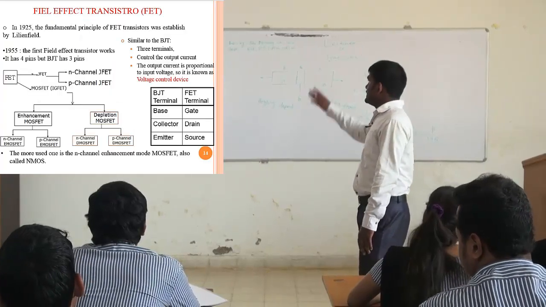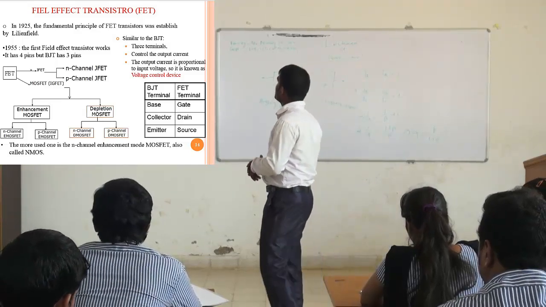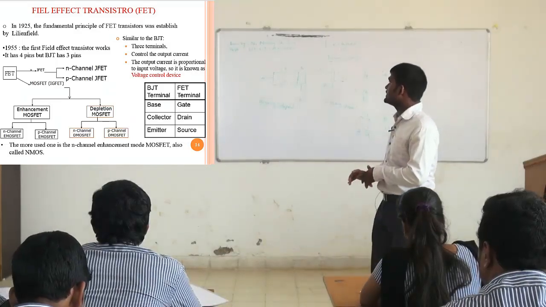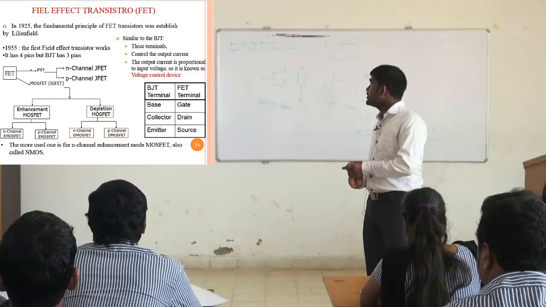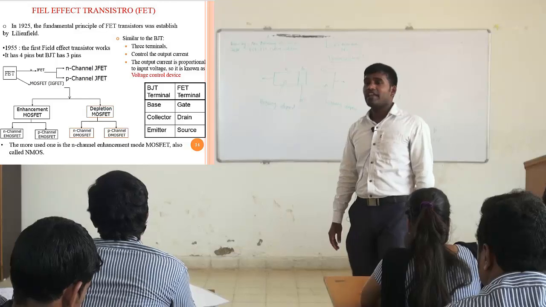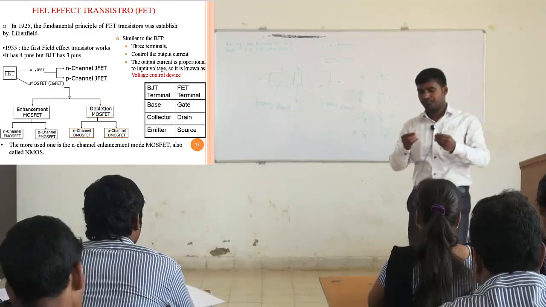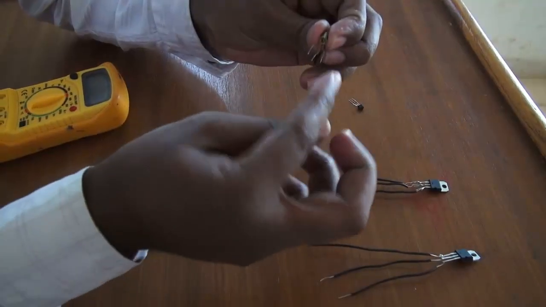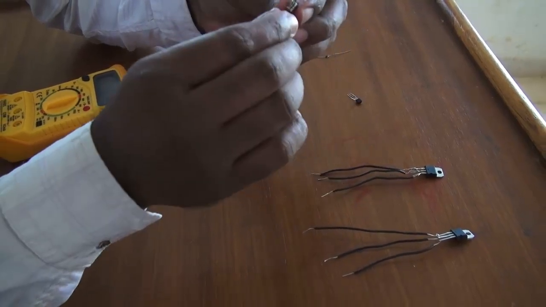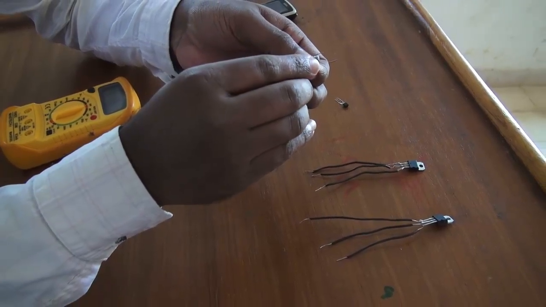Next, FET, field effect transistor. In 1925 the fundamental principle of the FET was established by Field. Depending upon his name, Field, it gives the name field effect transistor. In 1955 the first field effect transistor worked. Actually a FET has 4 terminals, while a BJT has 3 terminals. You can see, this is your JFET: source, drain, gate, and this one is the substrate. But it has 3 legs. The BJT has emitter, base, collector.